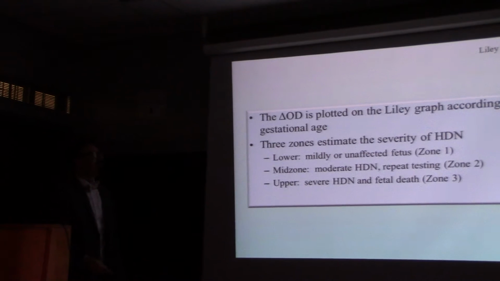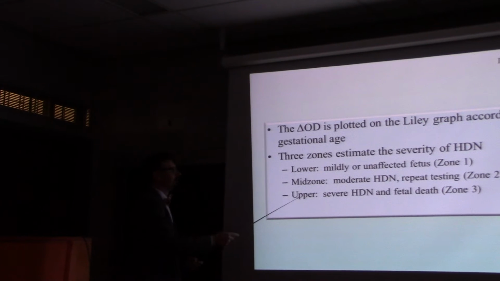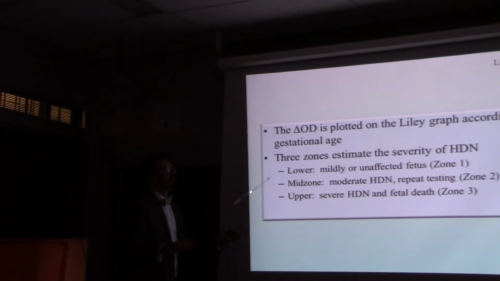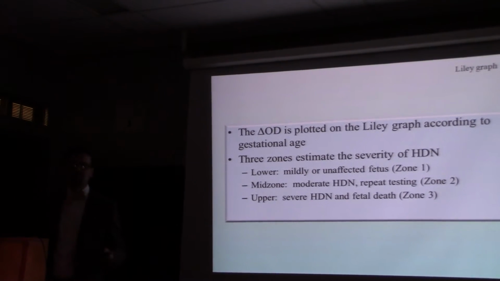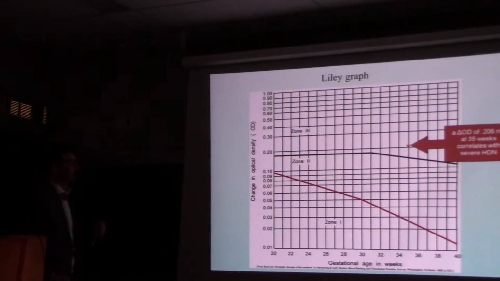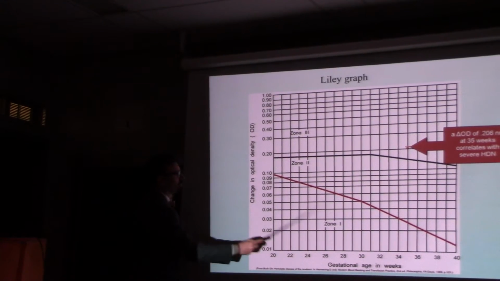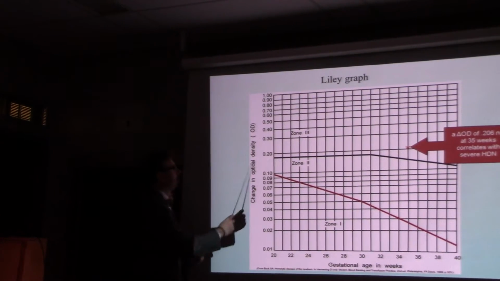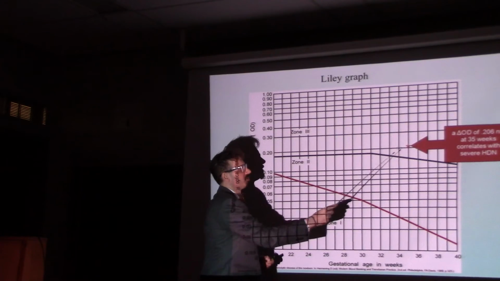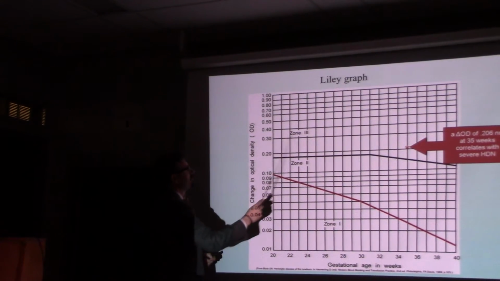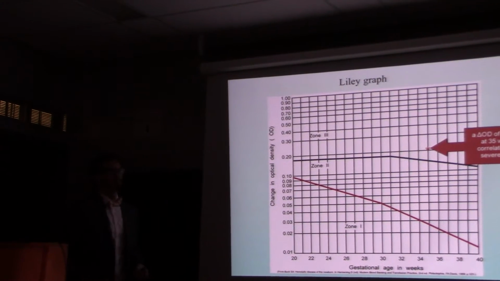Anyhow, from that information there are these zones: lower zone, mid zone, upper zone. Lower zone is not a big deal, unaffected fetus, versus upper zone, very, very severe. This is very, very critical. Here's the Lilly graph here. Here's zone 3 here, zone 2, zone 1. Here's the standard curve in black. Here is the change in optical density for the patient, and you can see where it is in zone 3. So in this situation, it is very, very critical.